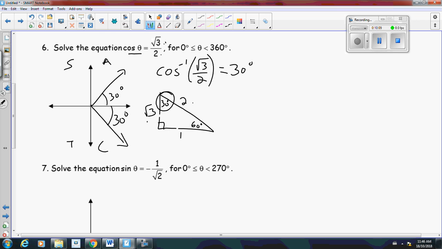So now I want to give the angle in standard position for each of those solutions. Well, the one in quadrant 1 is simple. It's just 30 degrees. The one in quadrant 4, I would take 360, subtract 30, and I'd get that angle in standard position to be 330.